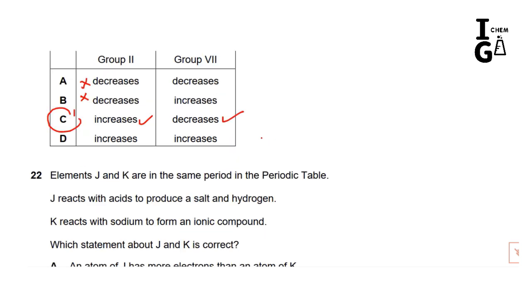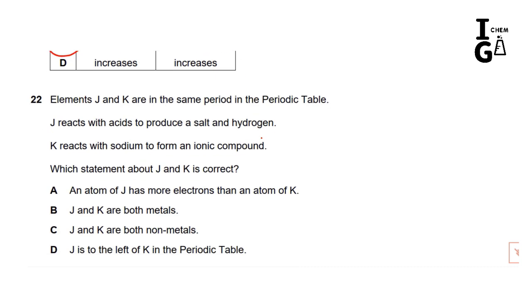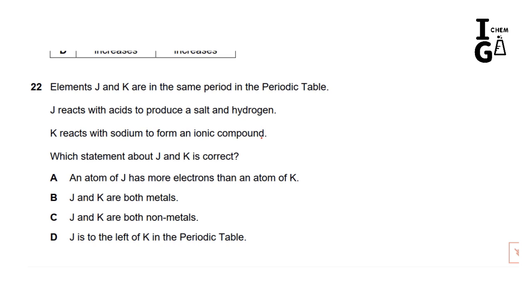Okay? 22. Elements J and K are in the same period in the periodic table. J reacted with acids to produce a salt and hydrogen. So of course this J should be a metal. This is from your chemistry experience. K reacts with sodium to form an ionic compound. So K should be a non-metal, because a metal reacts with a non-metal, like sodium and chlorine, to form an ionic compound. So which statement about J and K is correct?